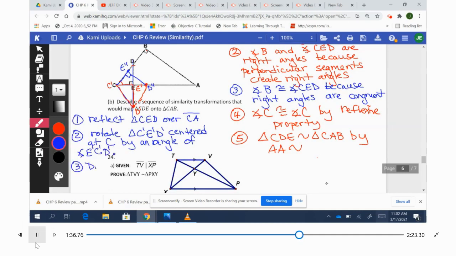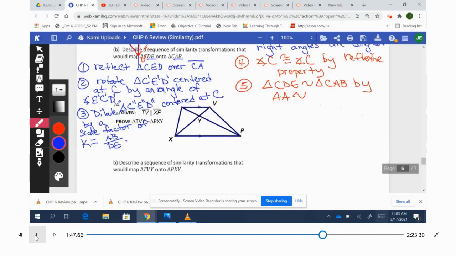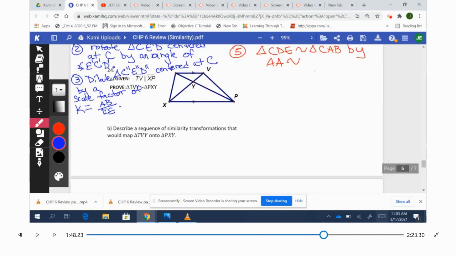All right, so I'm just trying to explain the rotation. You need a center of rotation C. It's whatever angle carries D prime up to AC. Okay, now we're dilating centered at C by a scale factor of... Now I'm trying to find image over pre-image. So it's AB over its corresponding side, which is DE.